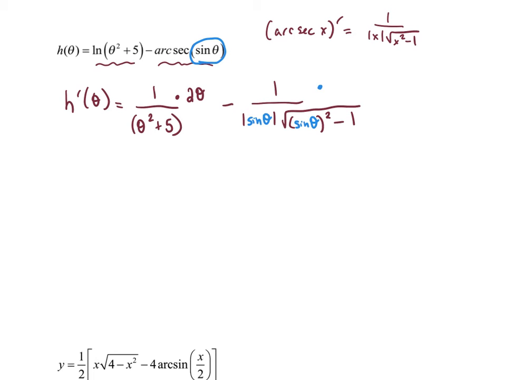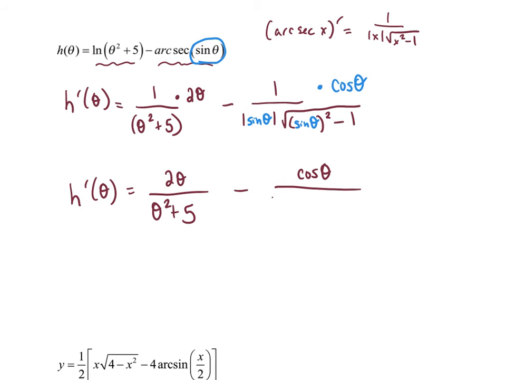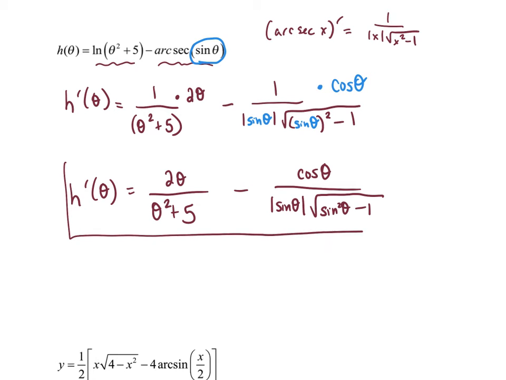So I'm going to multiply by the derivative of sine, which is going to be cosine. I just always multiply the derivative on top because it's just multiplied to the whole expression. So our h prime of theta, if I clean it up a little bit, is 2 theta over theta squared plus 5 minus cosine theta over the absolute value of sine theta times the square root of sine squared theta minus 1. And I am not going to simplify that because that's as good as it's going to get.